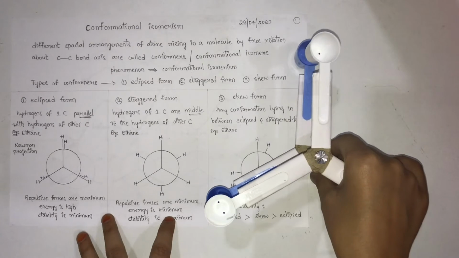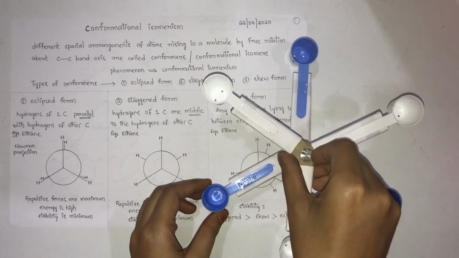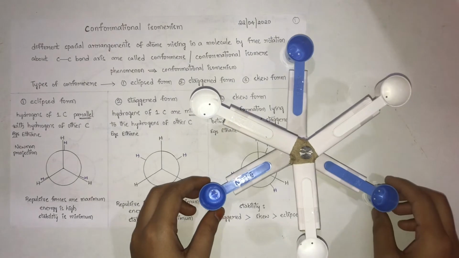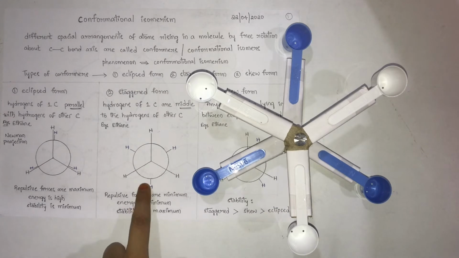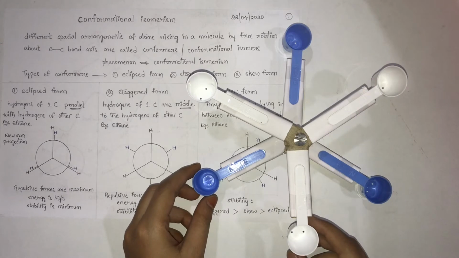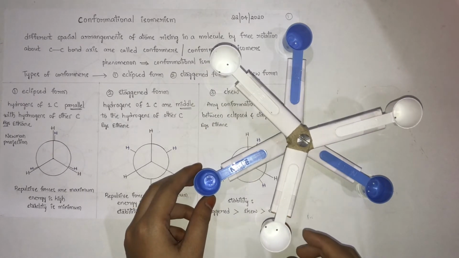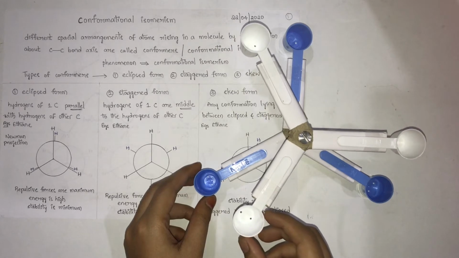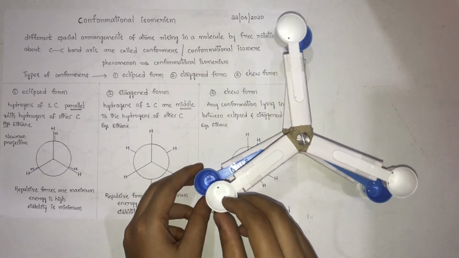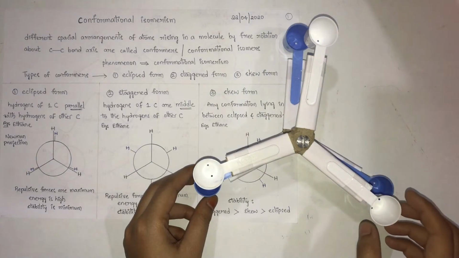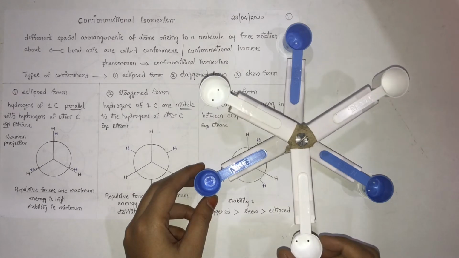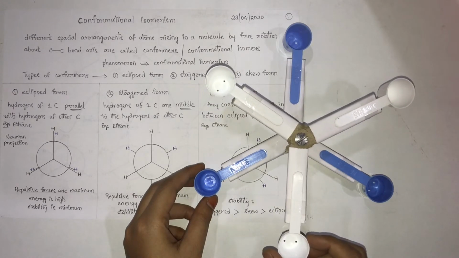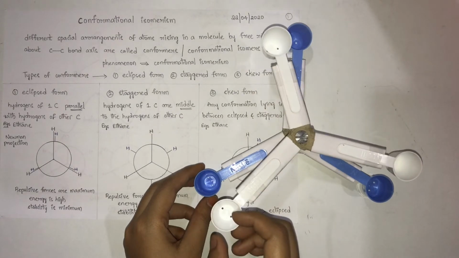Coming to the second one, if it is rotated spatially apart from each other, this is called staggered form. Last one, skew form. All in-between structures are skew forms. This one is skew form, this is another, this is another skew form. This one will be eclipsed. Again skew forms, then staggered form, more skew forms, and eclipsed.